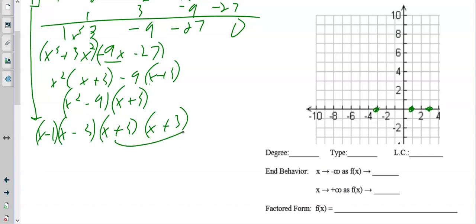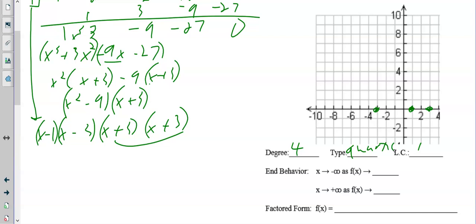This is a bounce. Okay? So the degree is still... I'm sorry, it's a 4, quartic. There's a bounce. So it's a degree of 4, and that's quartic. Okay, lead coefficient of 1.